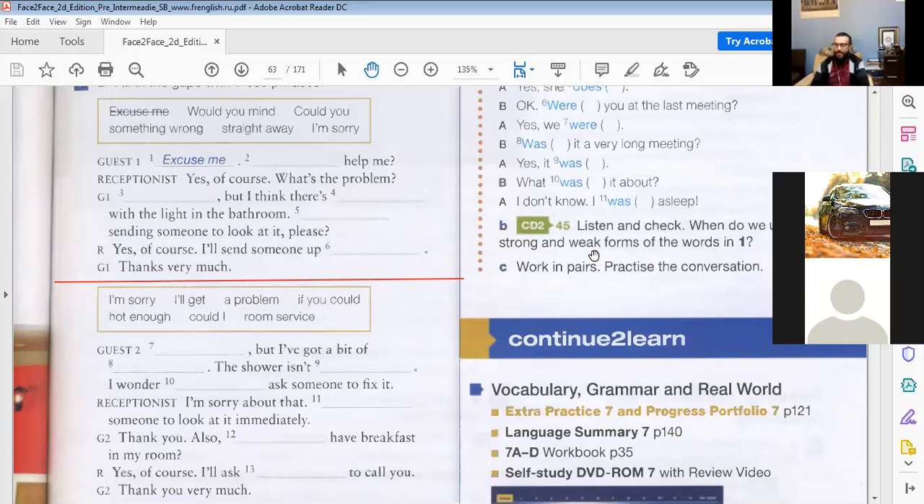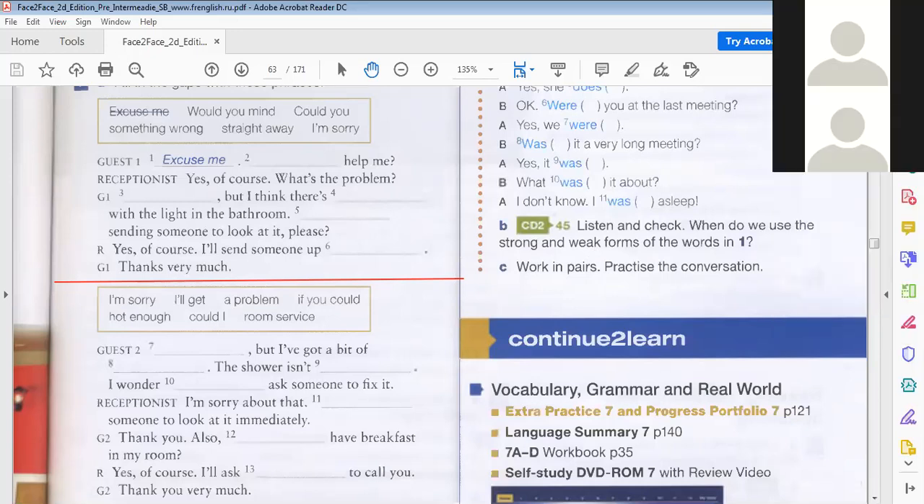I finished. Okay, great. Anyone else finished? Yes. Okay, excellent. So Samiha and Safiya, you can do the first conversation together. One of you can be the guest and the other one can be the receptionist, okay?